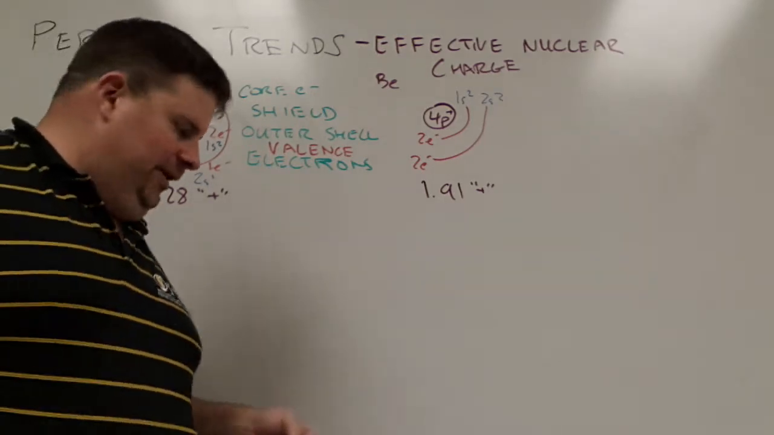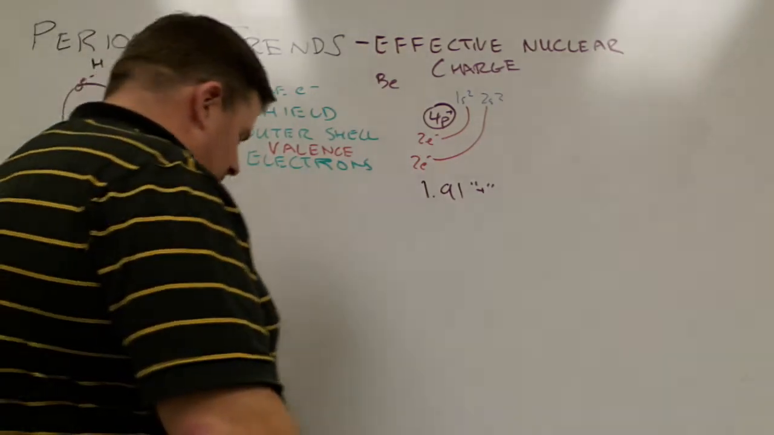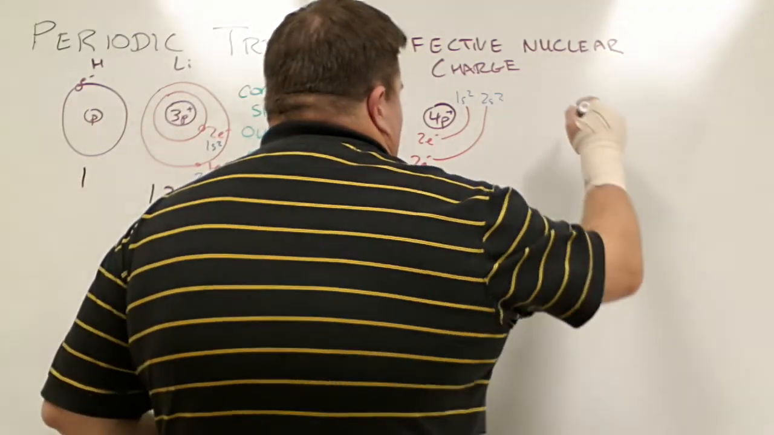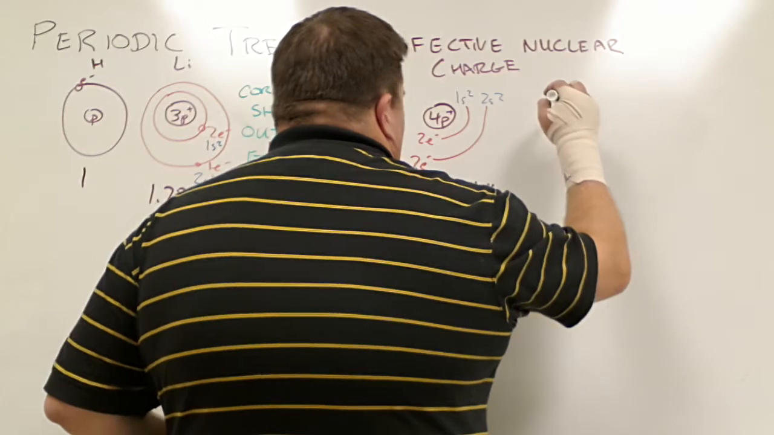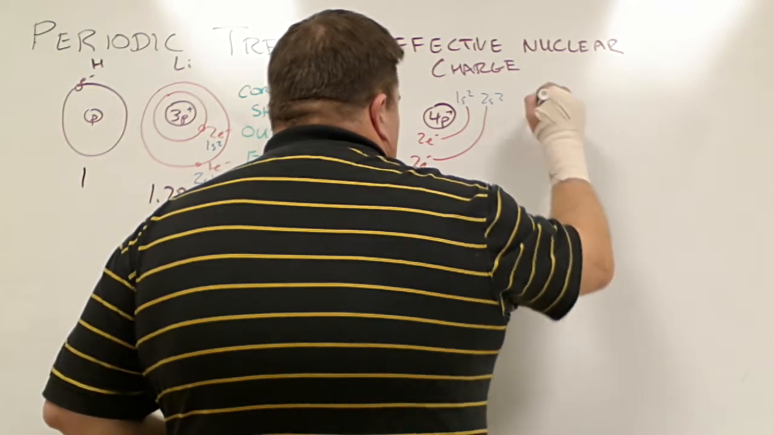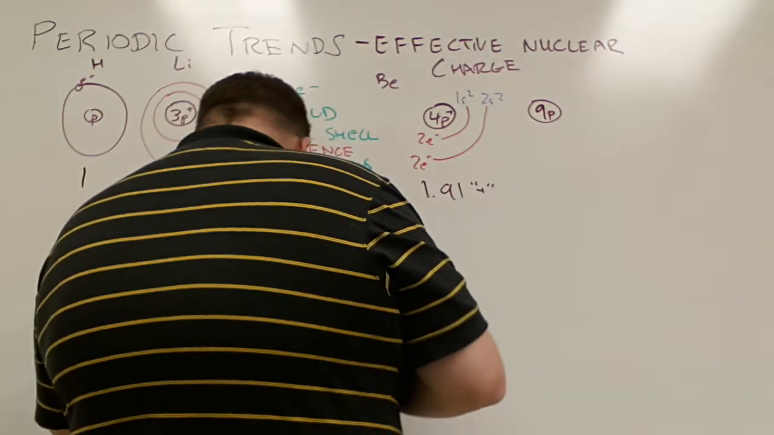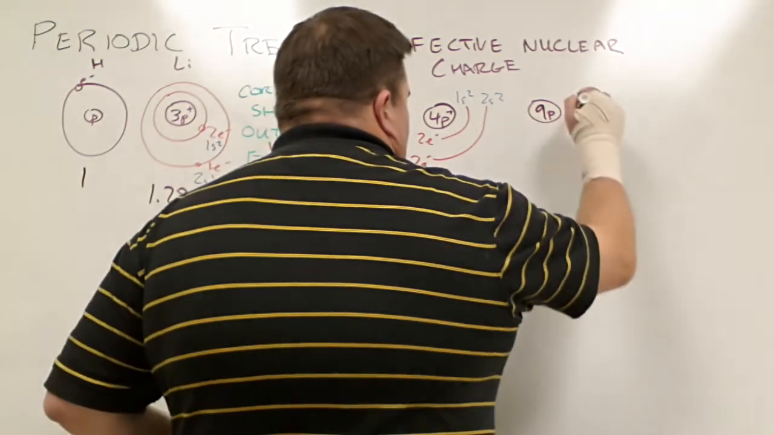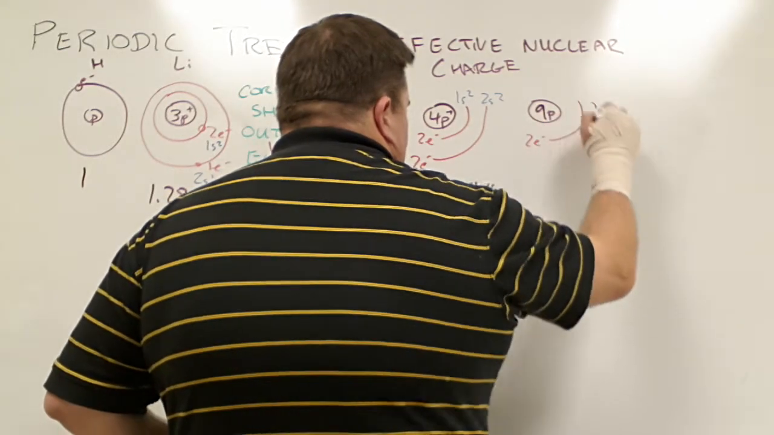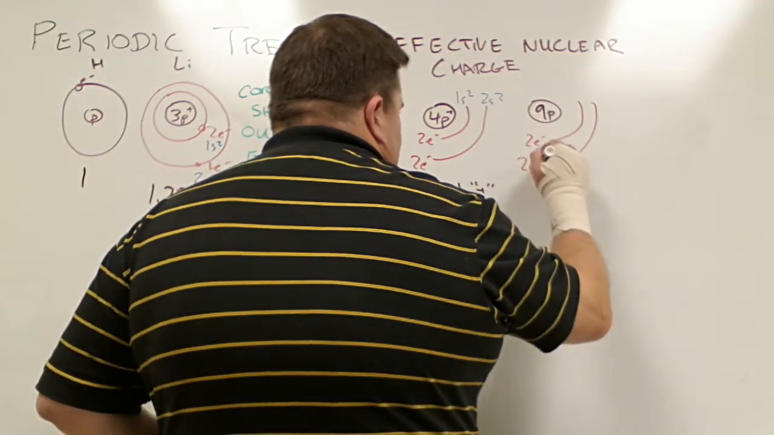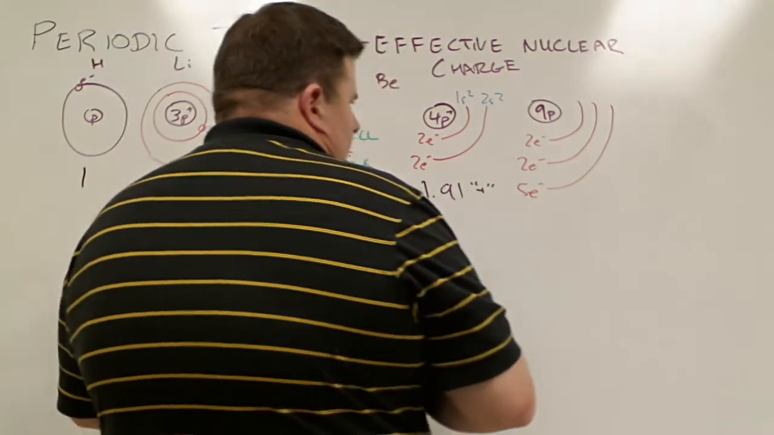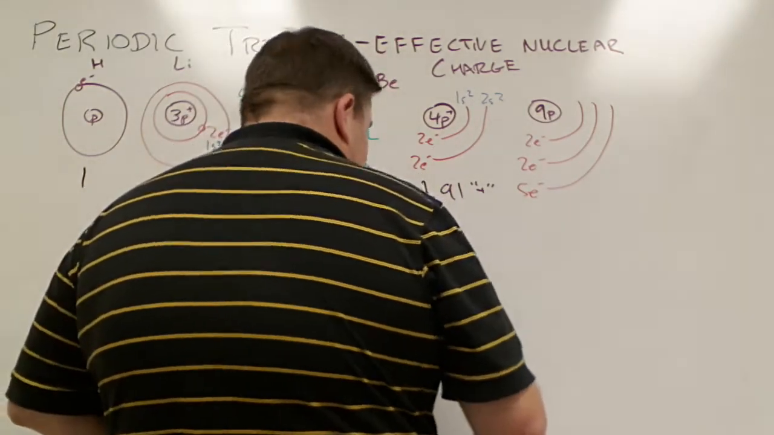If I jump up and go even further, let's go up to fluorine. Fluorine has 9 protons. And I've got those 2 electrons at the 1s, 2 electrons at the 2s, and now I've got 5 electrons at that point.